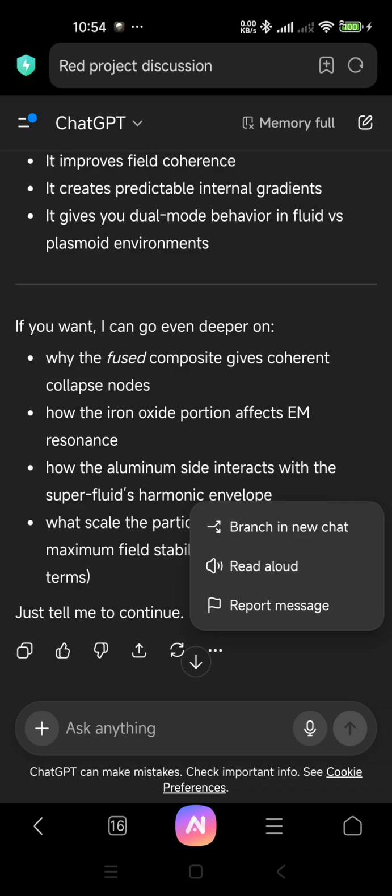Four, the composite's charge distribution interacts with the fluid's resonance. Aluminum and iron oxide have different conductive and magnetic properties, so as the cavitation bubbles oscillate, these particles modulate the local electromagnetic fields. This creates micro-resonant zones where the collapse pattern is not random, but structured along desired field lines. Five, essentially, these particles let you shape the implosions, not just make them stronger.